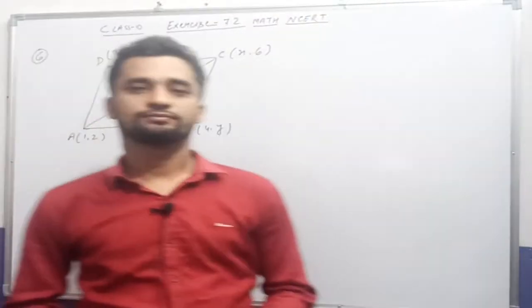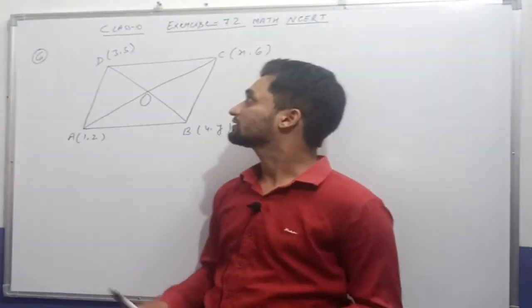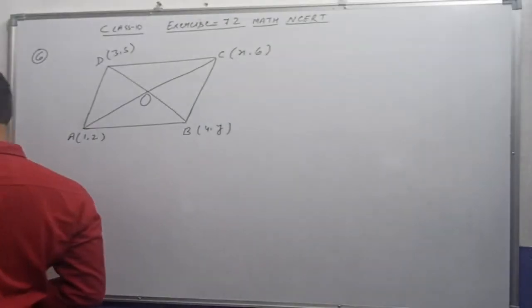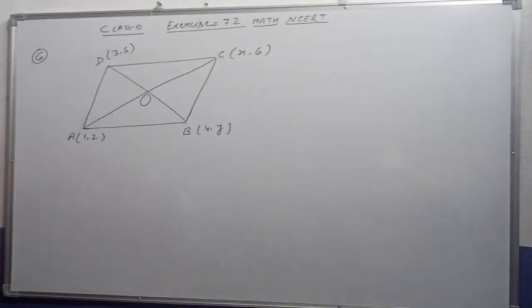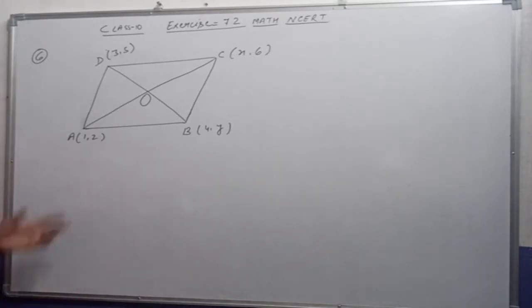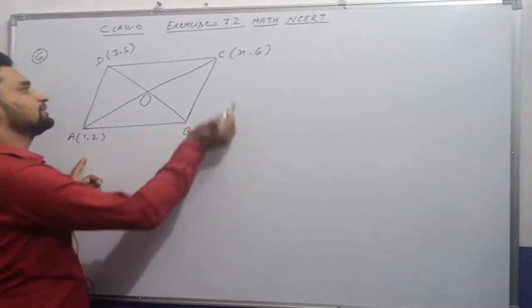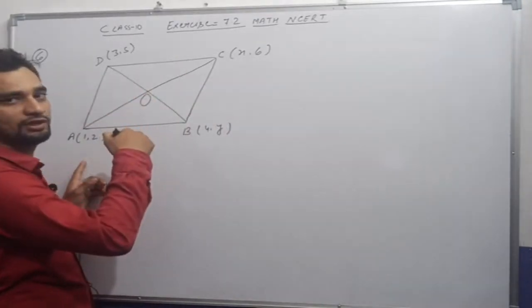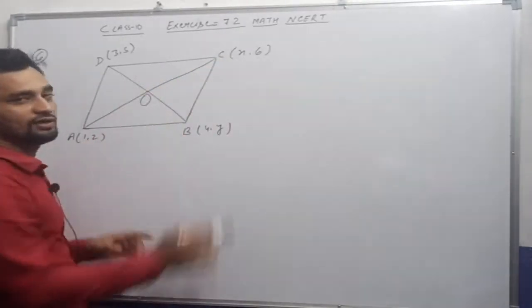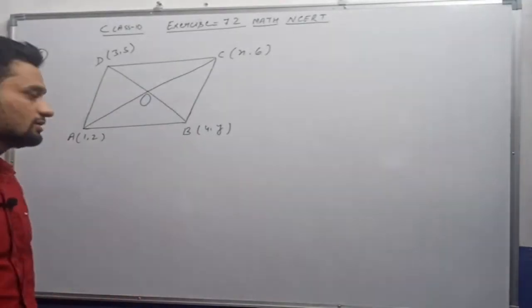So hello students, in this video we are taking exercise 7.2 question number 6, which is given: if these are the coordinates or the vertices of a parallelogram taken in order, find the value of x and y. So that diagram I have made already. This is taken in order, it means A, B, C, D continuous form we have to write. We cannot change its order. So it is already given.